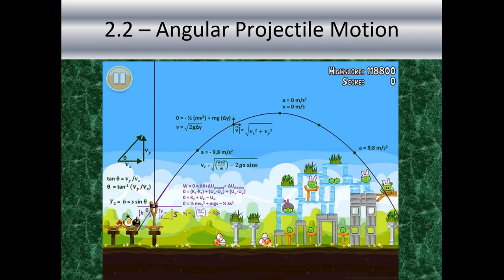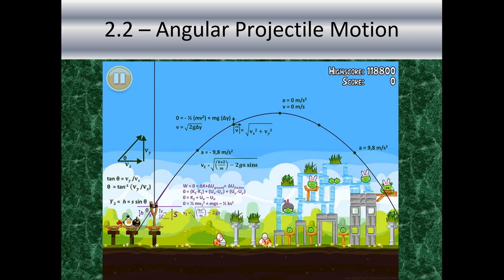Hey everyone, so we just finished talking about horizontal projectiles. In fact, we also talked about vertical projectiles as well. What we're going to do now is combine the two topics together and talk about angular projectile motion. So this can be considered the more general case.